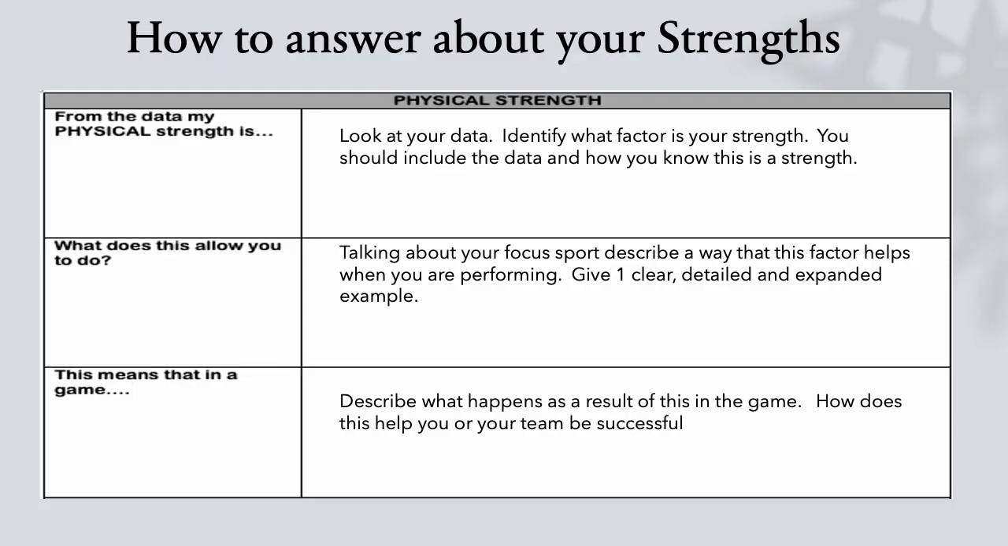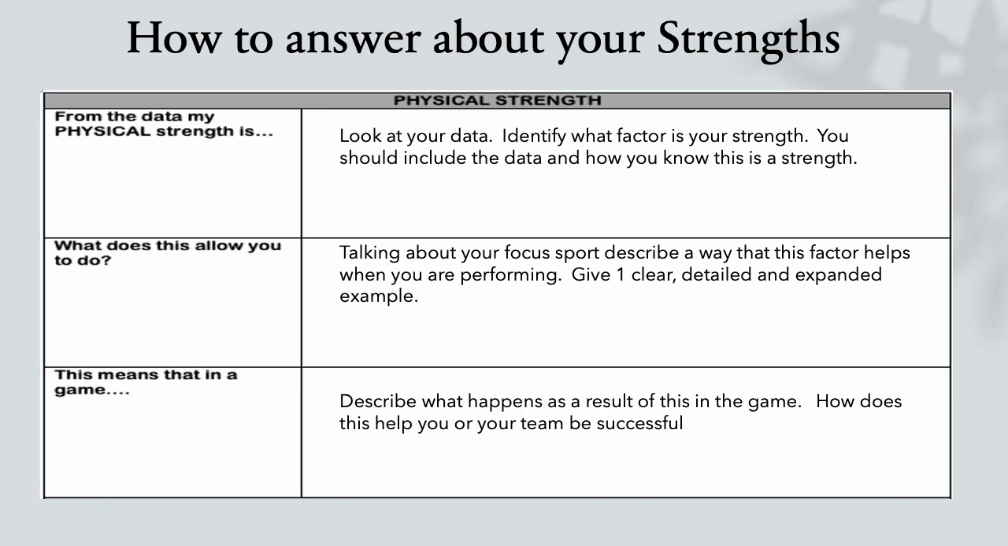Okay, just again on the workbook task, how to answer about your strength. You can see that looks exactly the same as it does in your book, but for the physical strength. And again, just going over what I've already said, you're going to look at the data you've got in your workbook already, so look back at that, identify what factor is your strength within the physical factor. You're going to then include that in your answer, include the data within your answer and how you know this is a strength.